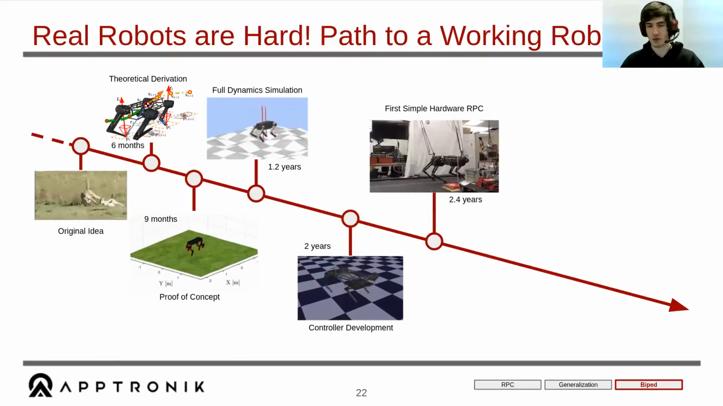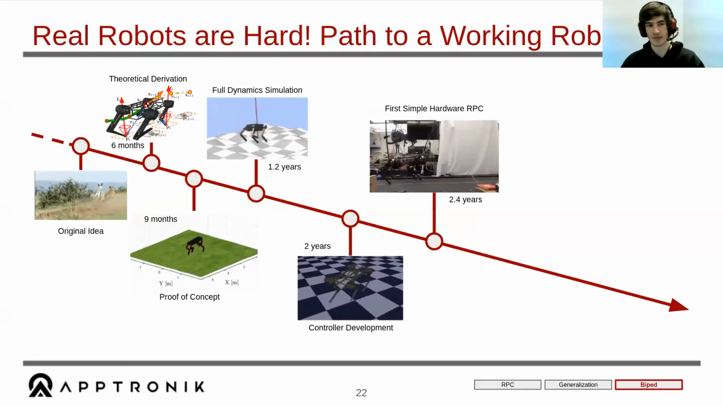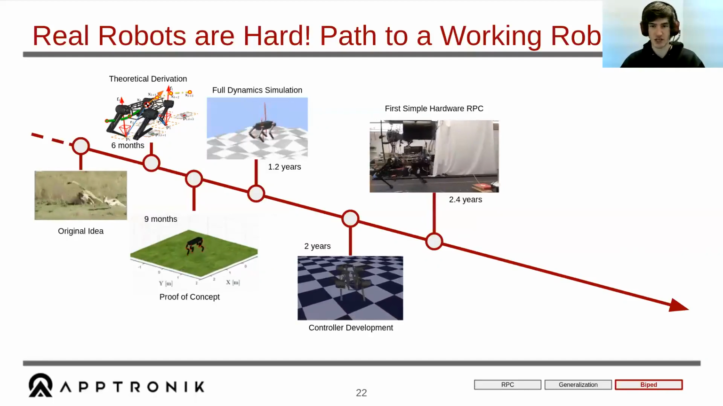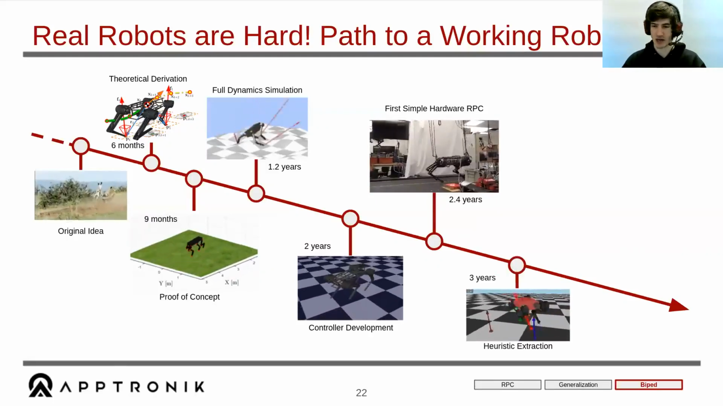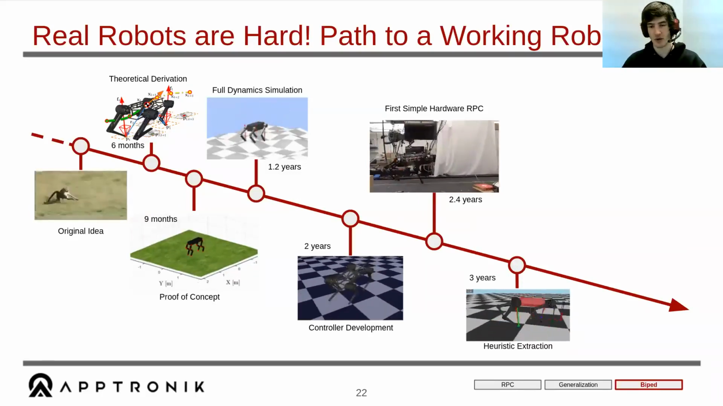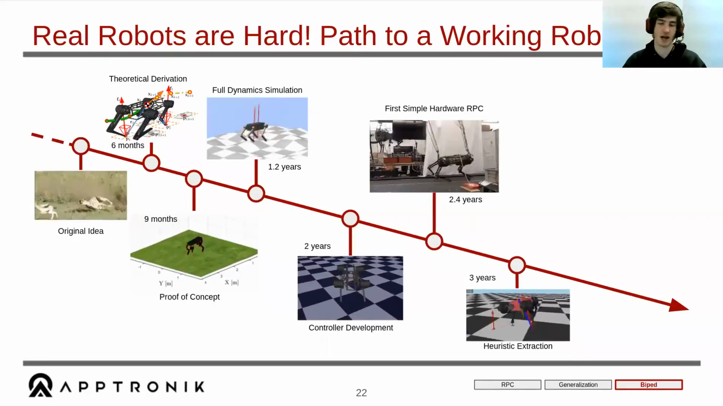And it was very simple. I could walk forward, backwards, turn, but I wasn't happy with it. It didn't turn as well as I wanted it to. Whenever I pushed it, I was nervous that it would fall. So that's when I came up with this heuristic extraction framework to figure out what are the best possible inputs that we can give the robot, how do we get it actually running around.